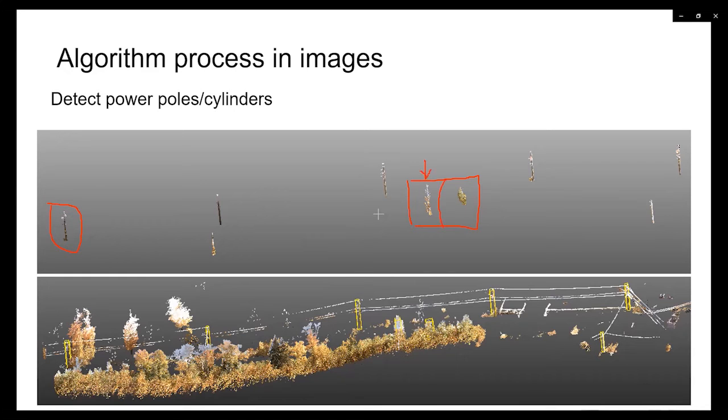But it's not a problem for us, because what our algorithm does is connect all the poles that it has detected together, and extract the plane between those two poles. So we're going to have extra information, but still our main objective is to find the power lines.